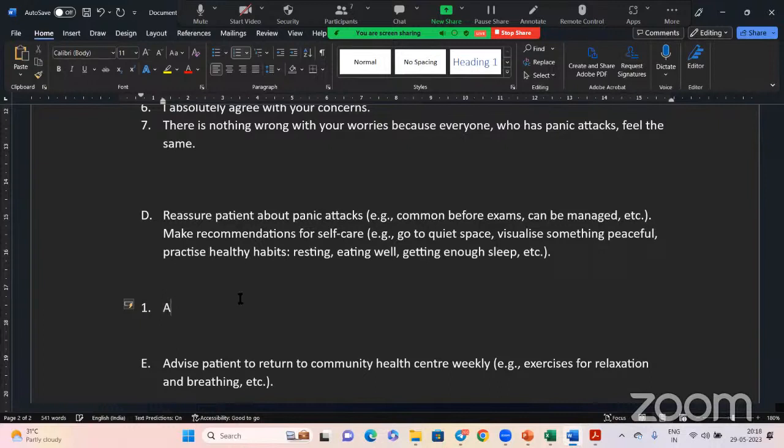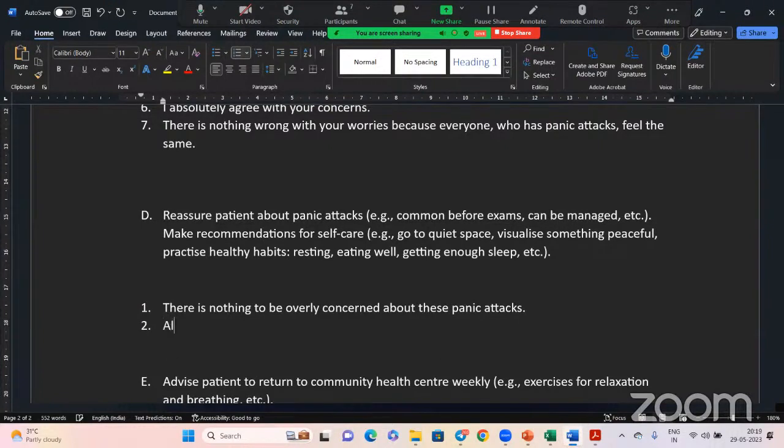Students, all the students, okay, there is nothing to be overly concerned about these panic attacks. All the students who are preparing for the important examinations have these problems.